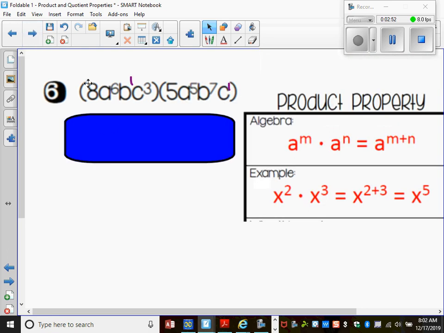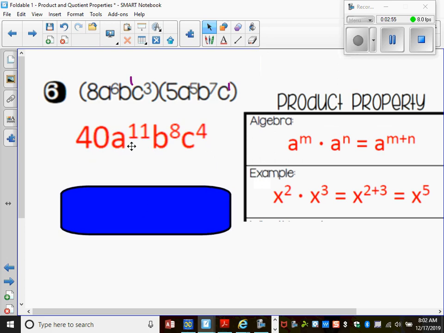Okay, same thing here. 8 times 5 will give you 40. You add up your a's. 6 plus 5 is 11. Don't forget that 1 here. So 1 plus 7 is 8. And then 3 plus a 1 is 4.